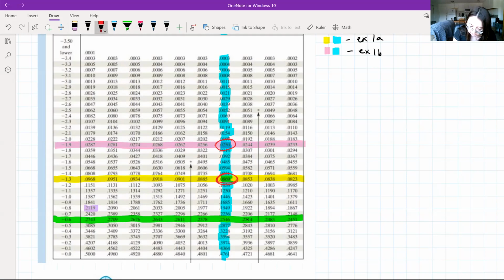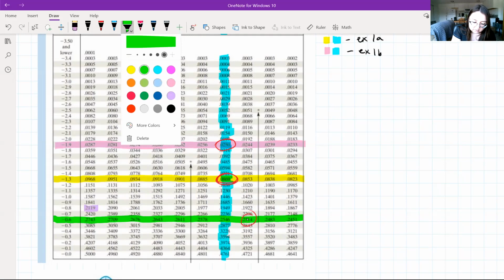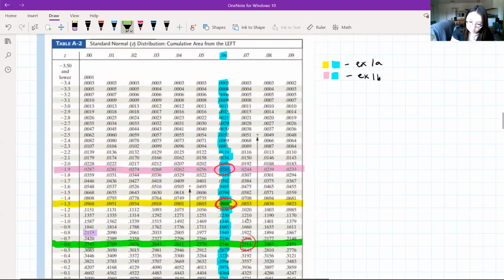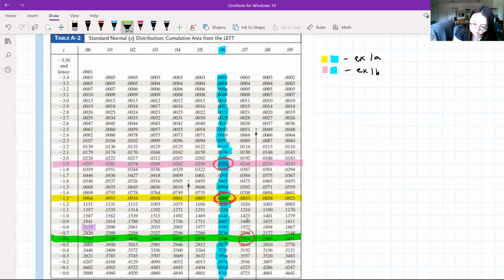And remember, we already know this value. We want 0.2514. Now we can track our columns. We see that this is in the column of 0.07. We can color in our column here. So the area under the curve that corresponds to 0.2514 is going to be a z-score of negative 0.67.